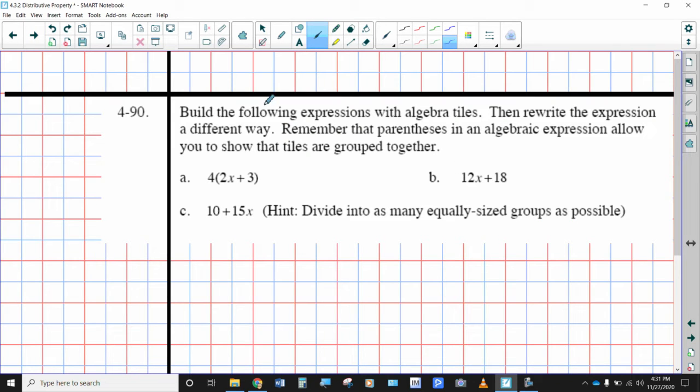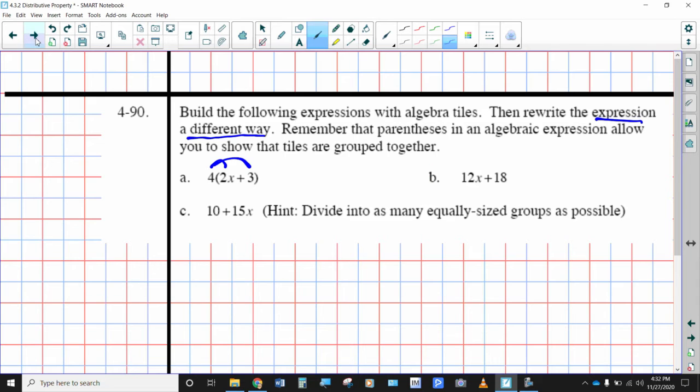So, all right, it says build the following expressions with algebra tiles. Once again, feel free to do that with the online tool and rewrite the expression in a different way. So it doesn't say simplify the expression, it's just rewriting it in a different way, because if we don't know what x is equal to, we cannot evaluate or simplify these expressions. All we can do is use distributive property. And you're going to learn on parts B and C that distributive property actually goes in both ways. You can either send in the dive bombers to multiply, or you can find a common factor to factor out.